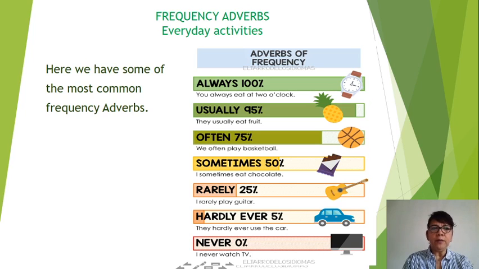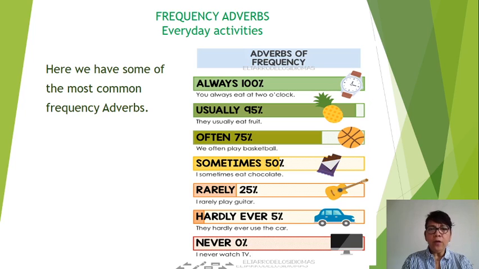Here we have some of the most common frequency adverbs. Always, usually, often, sometimes, rarely, hardly ever, never. Notice the number next to each word. It is an approximate percentage of the times an action can be done. For example, with always, it is 100% of times. It means always, siempre, 100% de las veces tú haces esa acción. So it is 100% of times.